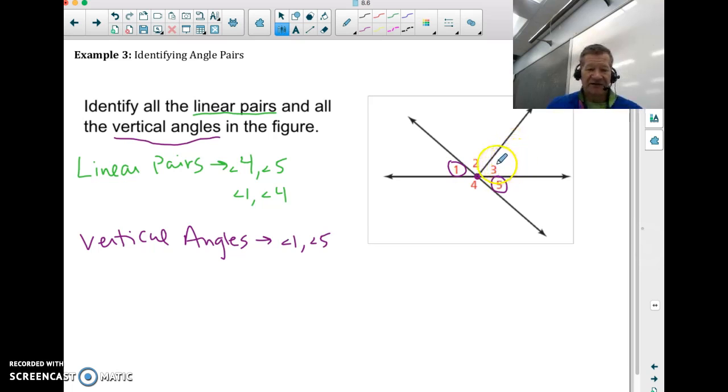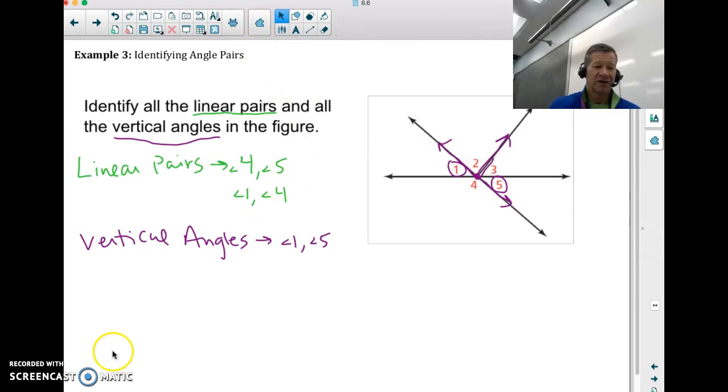Let's see what else we have. Some people want to think that 4 and 2 are vertical. The problem is one of the rays is opposite, so this ray is opposite this ray, but the other side of angle 2 is here, and angle 4 doesn't have a side going there, so they don't have opposite rays in that case. 1 and 5 is going to be the only pair of vertical angles that we have on this figure. So that's an example of finding linear pairs and vertical angles.